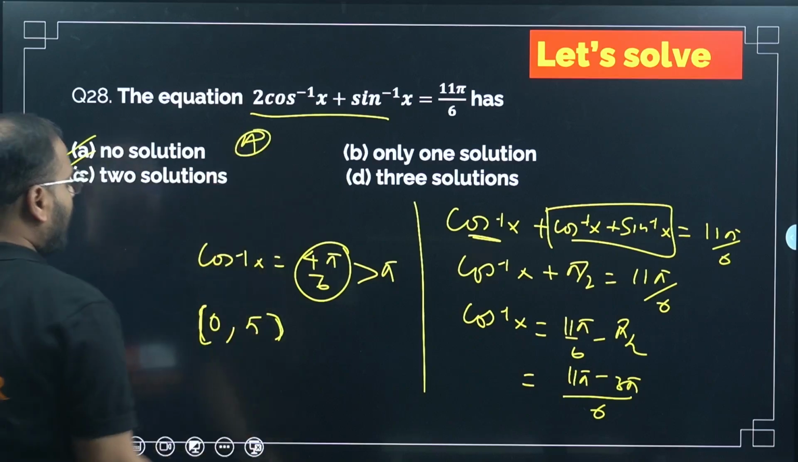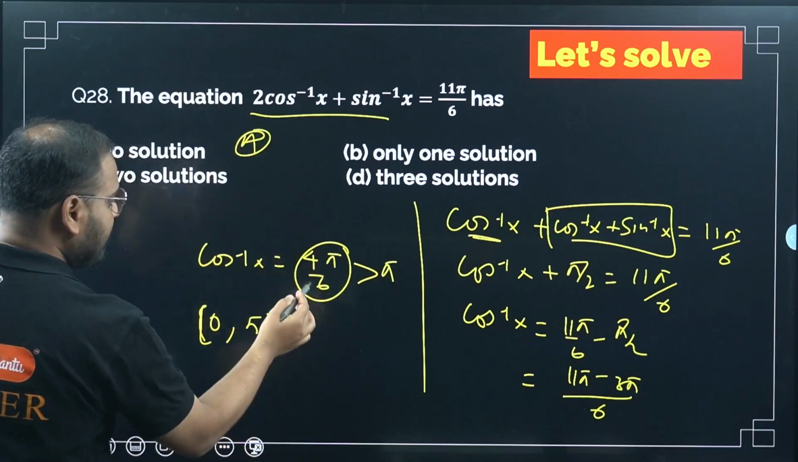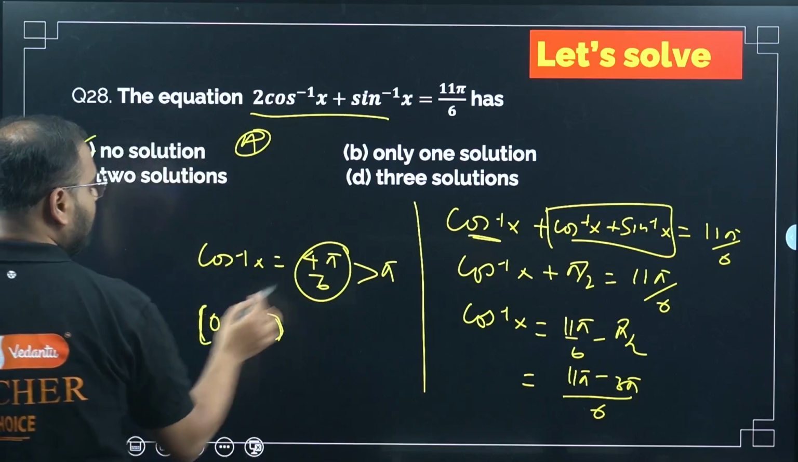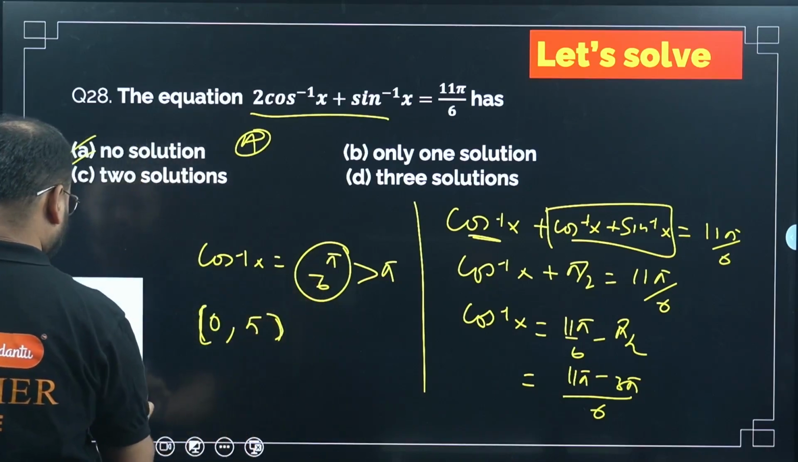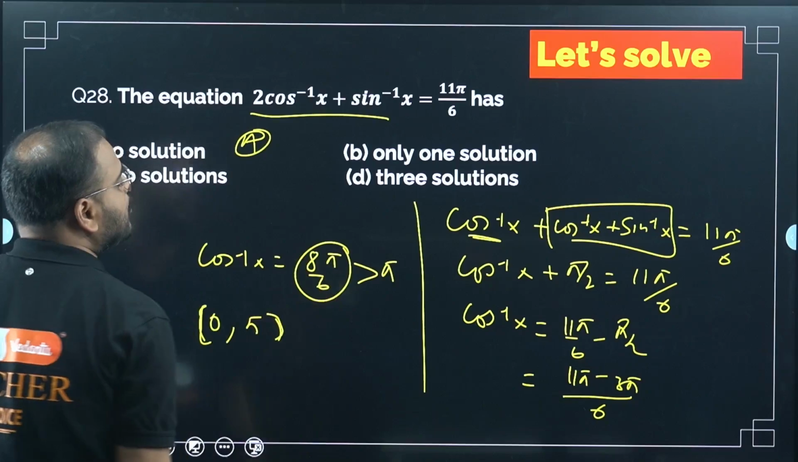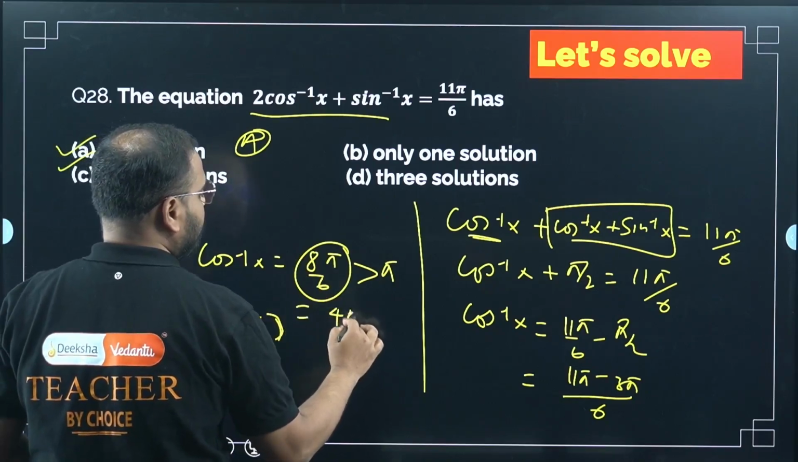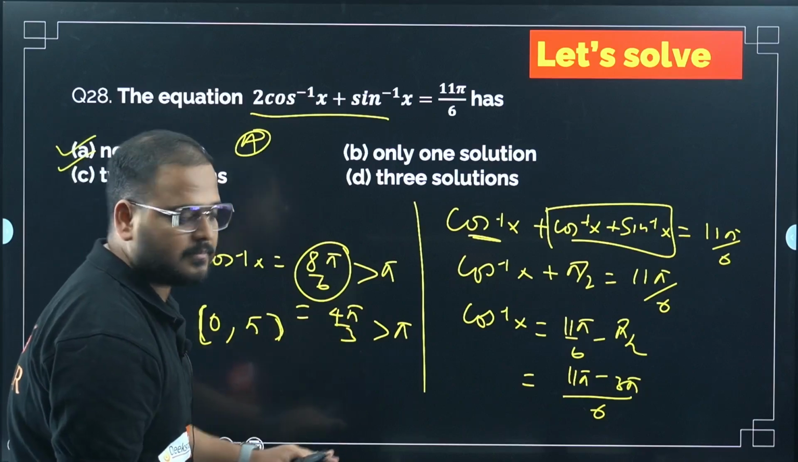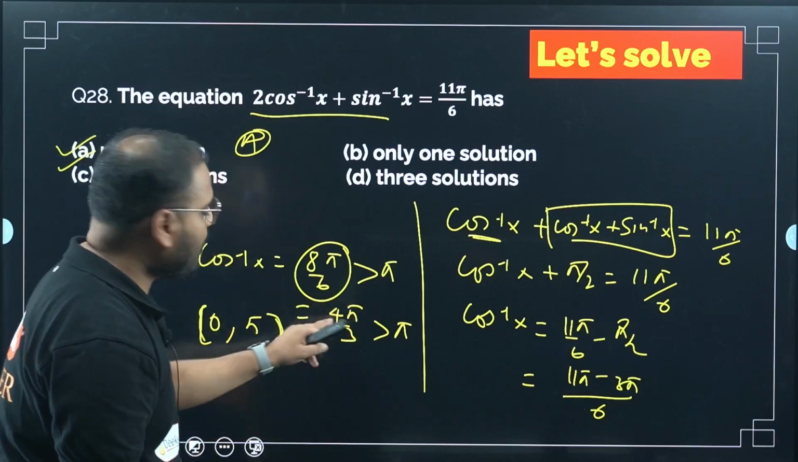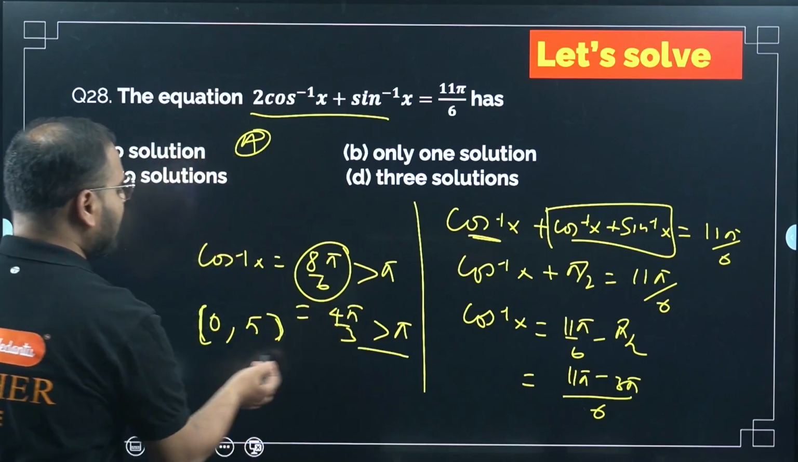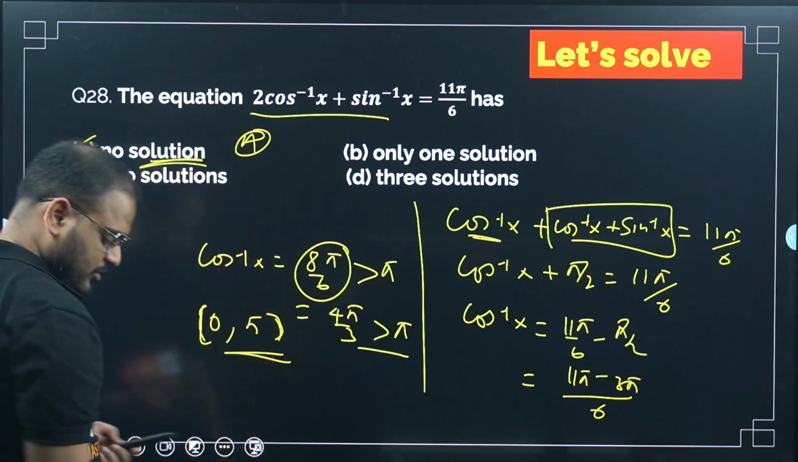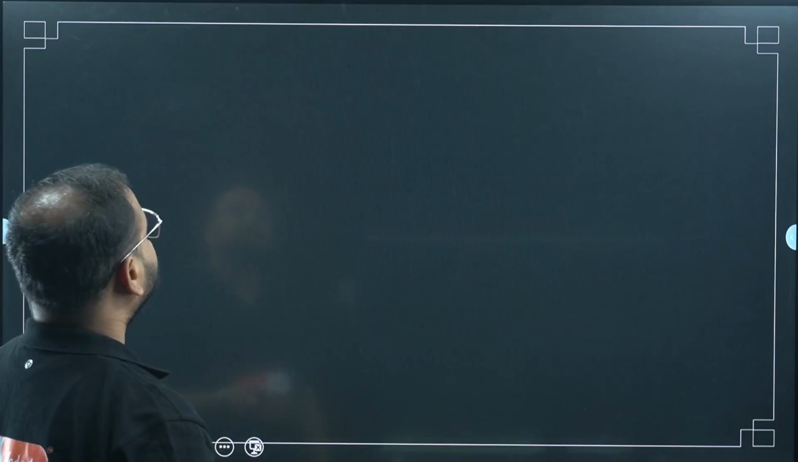Please check. Cos inverse of 4 pi by 6, right? No, this will not be 4 pi by 6. Forgive me, this will be 8 pi by 6. So it will be 4 pi by 3, which is more than pi, because 3 pi by 3 is pi. So 4 pi by 3 will be more than pi. If it is more than pi, it is not part of the range. So no solution. The answer is no solution. Moving on.